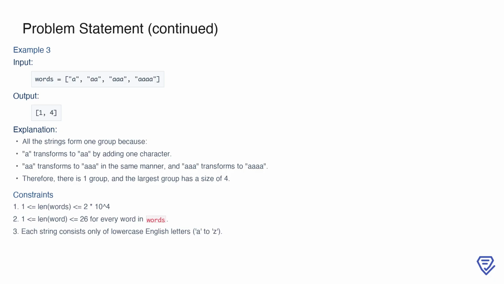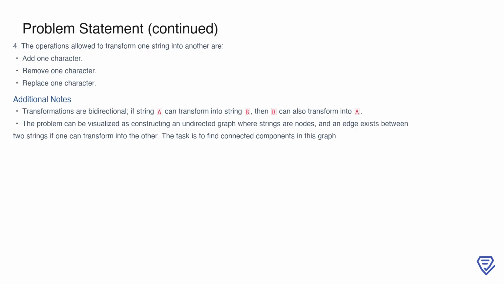Additionally, note that there are constraints to this problem. The number of strings in the input list can be as large as 20,000, and the length of each string is at most 26. Every string is composed of lowercase English letters, making it essential to consider efficiency when designing the solution. The transformations allowed between strings are clearly defined.